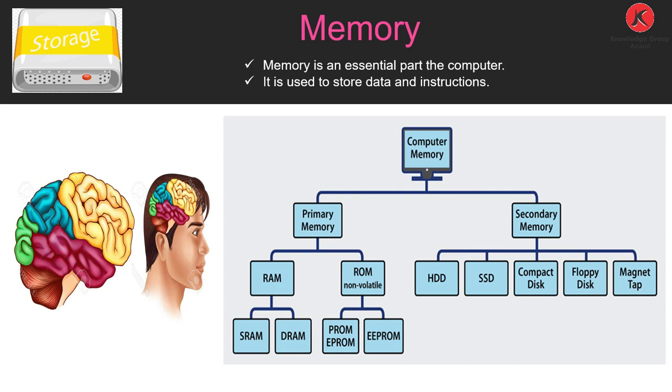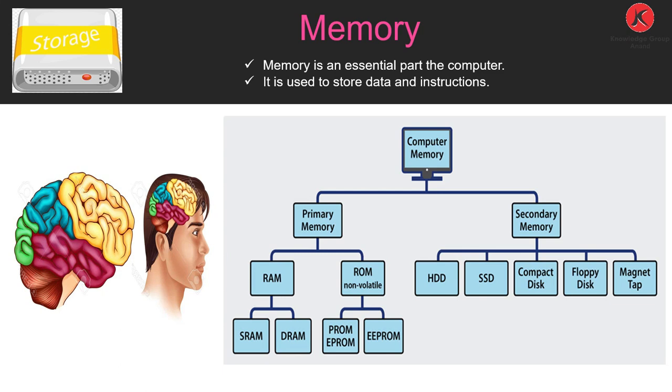As we know, a computer has different parts: input, processing, output, and the main part of the computer is the CPU. CPU is called central processing unit. Inside that is the brain, which means we can say it's the memory. So in this chapter we are going to learn about the memory of the computer.